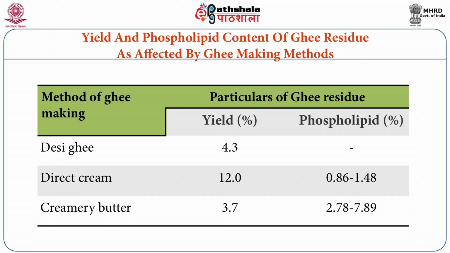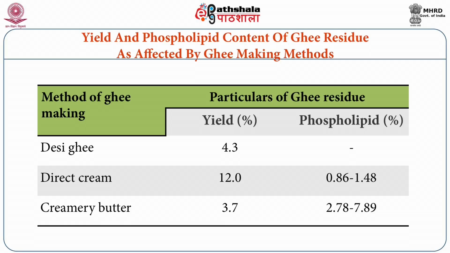So if you compare the direct cream heating method and the creamery butter method, the phospholipid content is greater in ghee residue obtained from creamery butter, that is 2.7 to 7.9%, whereas in the ghee residue obtained with the direct cream method, the phospholipid content is 0.86 to 1.5.